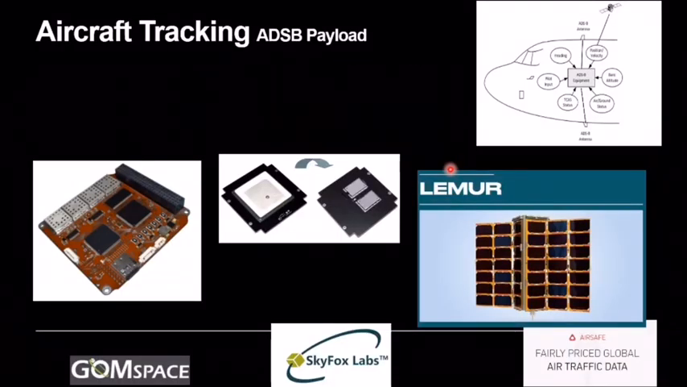Then there is another application which is called aircraft tracking. You can use this ADS-B receiver, which is also being used quite famously in many satellites. Some of the commercial payload ADS-B receivers are shown here, and the satellite that hosted both an ADS-B and an AIS receiver was this Lemur 1. And then, of course, there are certain other CubeSats that are doing these types of tracking.